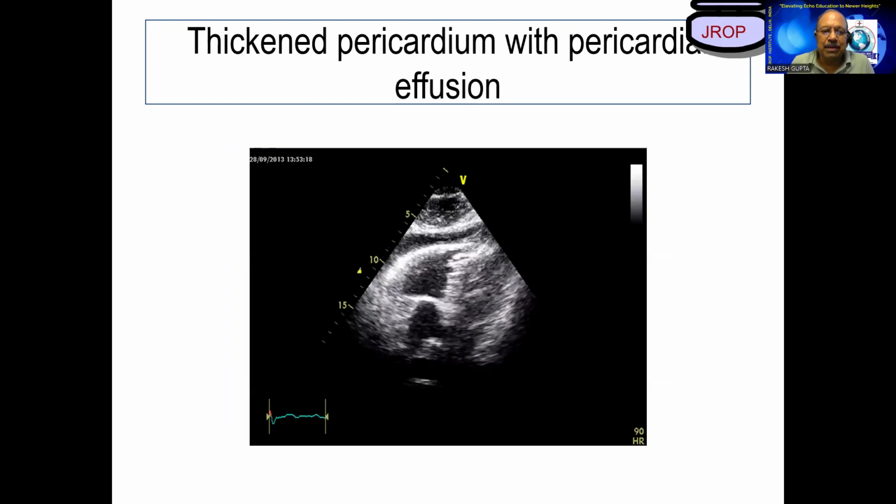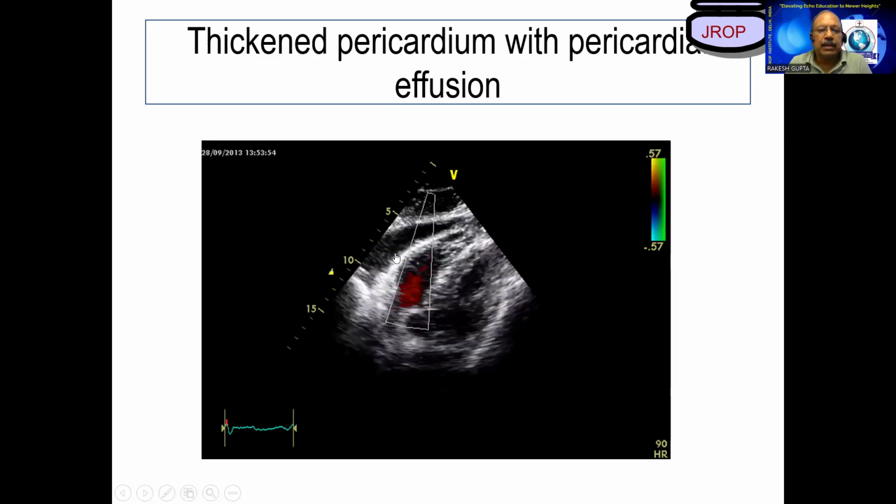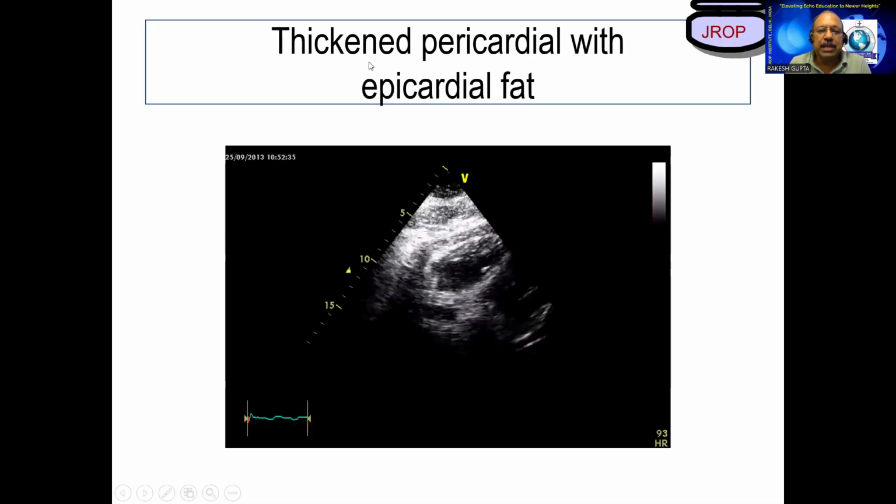Now, here is an example. A patient of thickened pericardium, look how thick and bright the pericardium is. And there's evidence of pericardial effusion in between. Thickened pericardium with pericardial effusion. Now another structure showing almost the same thing, the presence of pericardial effusion in this patient. Thickened pericardium with epicardial fat.